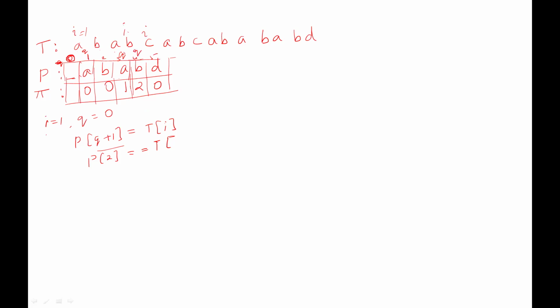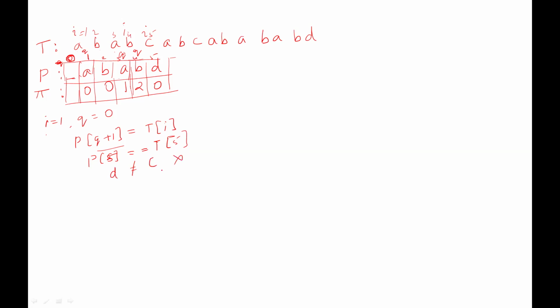Now Q comes to 4 and I comes to 5. Then we check whether T of 5 and P of 5 are the same. And you can see here, this is a D and this is a C, right? So we have got a D here and a C here.